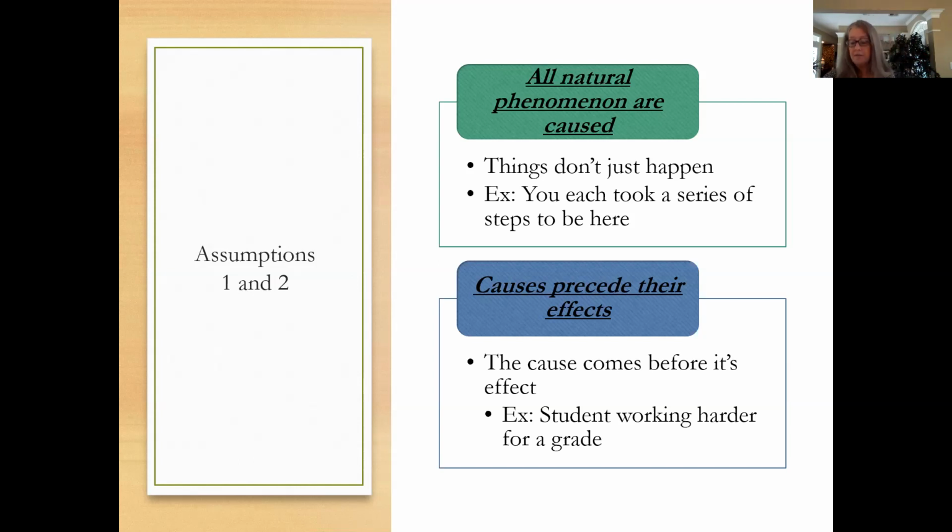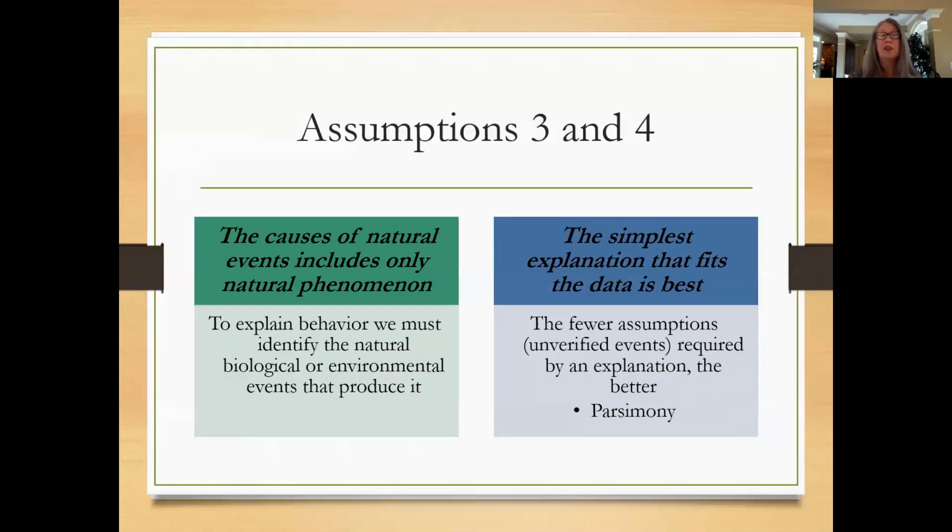Most of us are very comfortable assuming this, but really this comes from Newtonian physics. And some of Einstein's work doesn't always imply this. And so it's definitely an assumption that we make with human behavior. Another assumption is that natural events include only natural phenomenon. So we need to identify the natural biological or environmental events that produce it.